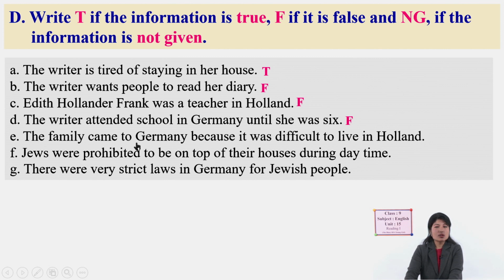So it was also not mentioned. That's why we have to write NG, not given. Number F, Jews were prohibited to be on the top of their houses during daytime. Okay, this is also not clear, not given, we can write NG. And number G, there were very strict laws in Germany for Jewish people. That's true.